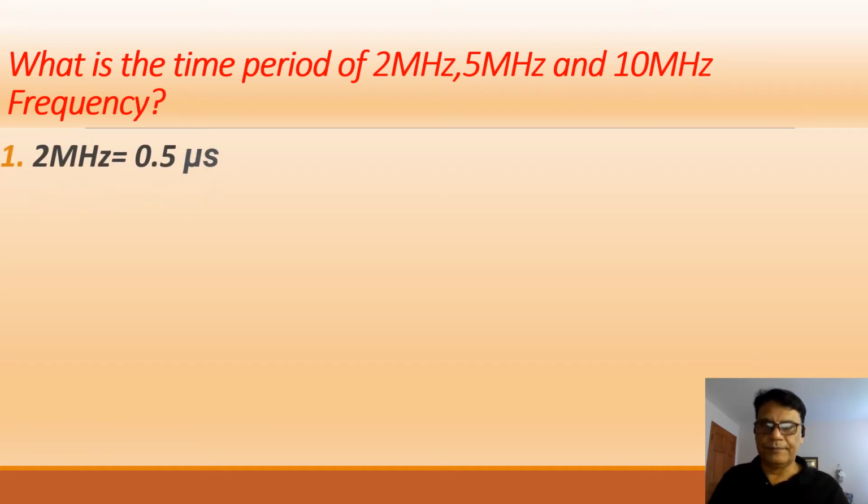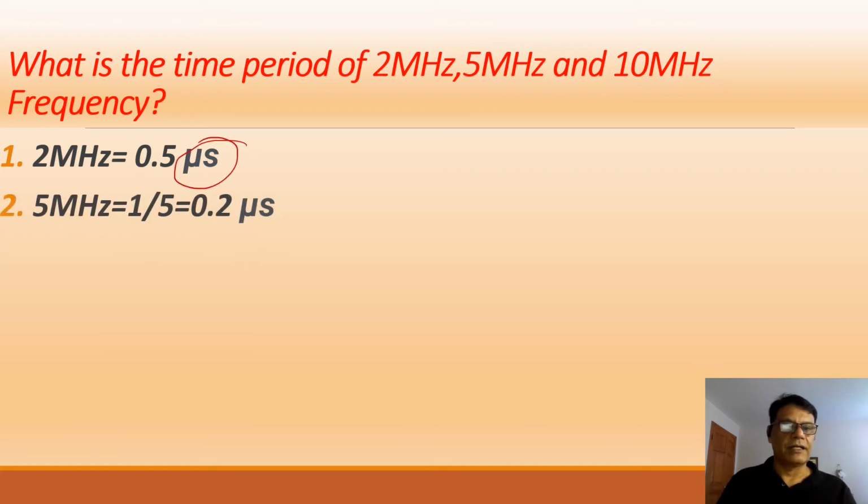They can give you the answer in seconds, but you will not select any answer that is in seconds. Always select the answer that is in microsecond. These are the answers. Just divide 1 by the frequency and you will get your answer.